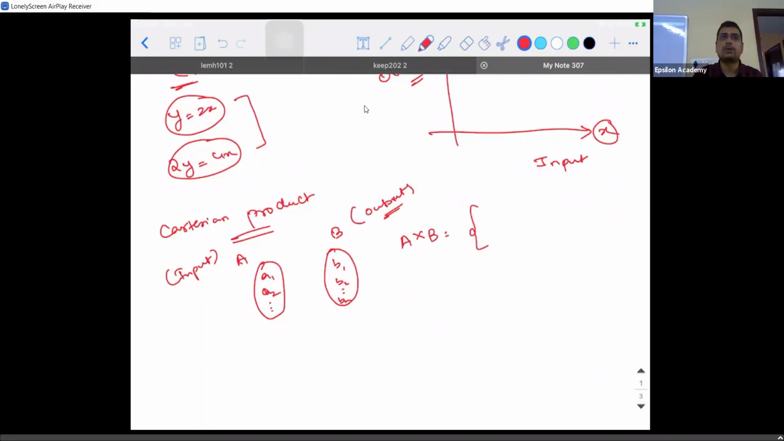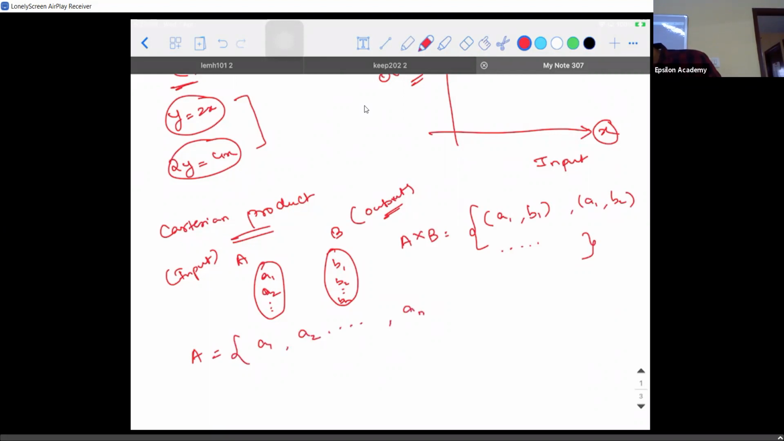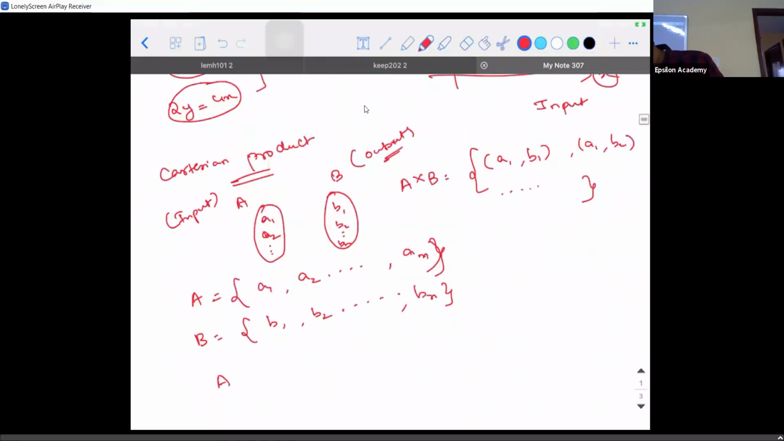So that set, in which form will you write it generally? What is the name of that form? Roster form. You write it as (a1, b1), (a1, b2). You keep writing it like this, right? So to put it in simple terms, set A has the elements a1, a2, and so on till am. Set B has elements b1, b2, and so on till bn. Then A cross B will also have elements. Those elements are what actually?